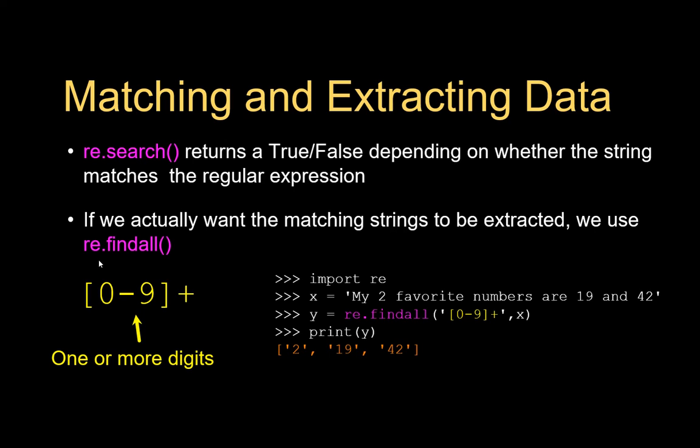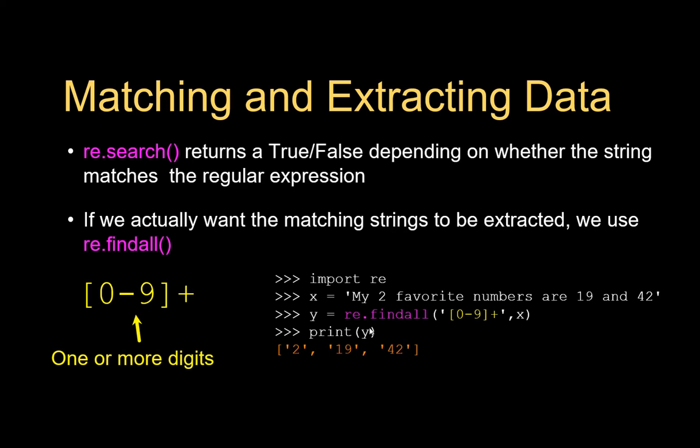If we have a string matching this criteria, re.search tells us true or false, but re.findall will actually take out and extract the part that we are interested in. So re.search gives true or false, and re.findall does the actual extraction, spitting it out for us.